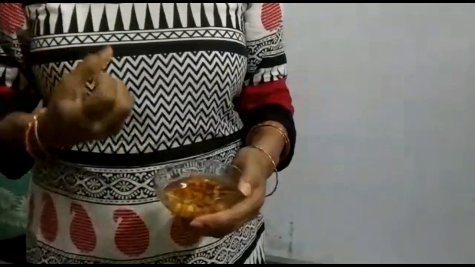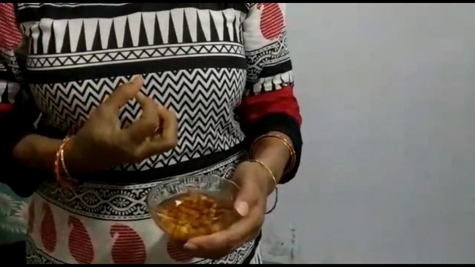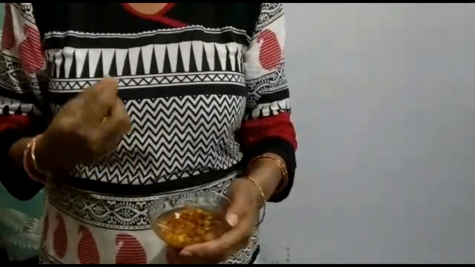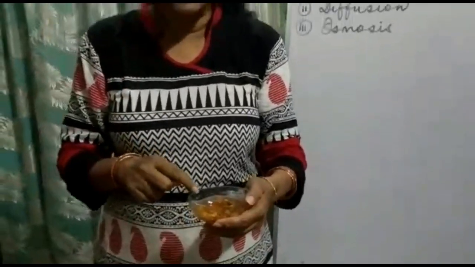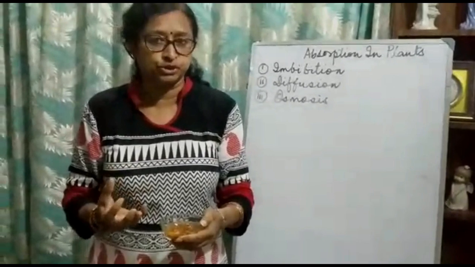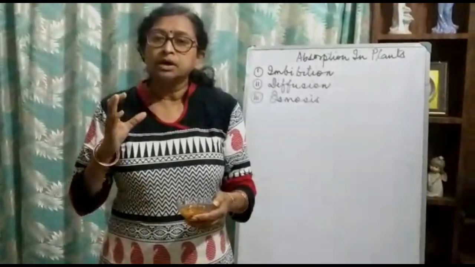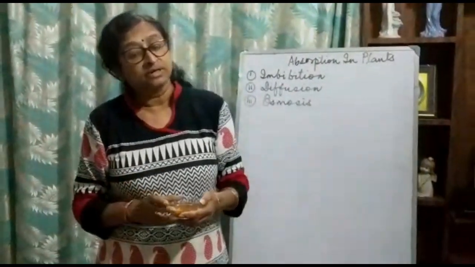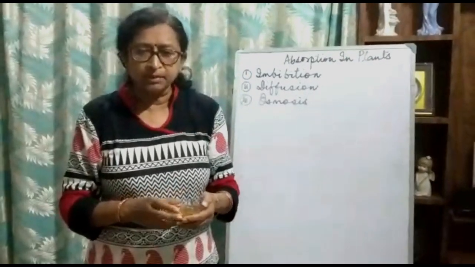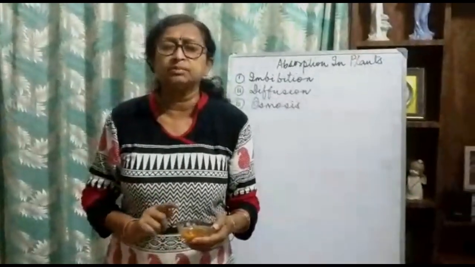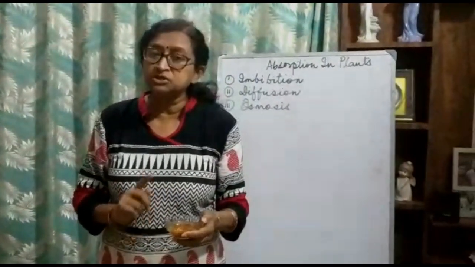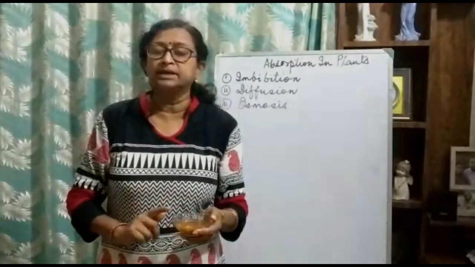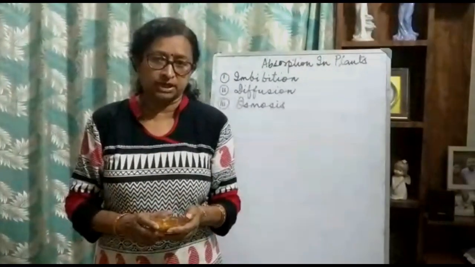The pressure of the imbibed water inside allows the seed coat to rupture and therefore facilitates the process of germination. So imbibition is a very common example by which water moves into the dry seeds and helps them to germinate.